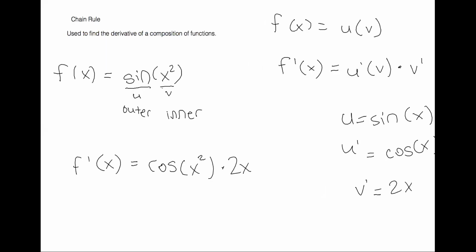So let's do some more examples. I found that with most of my students, it takes a few different iterations of this to understand it completely. It's definitely one of the more difficult derivative rules we learn in this class.